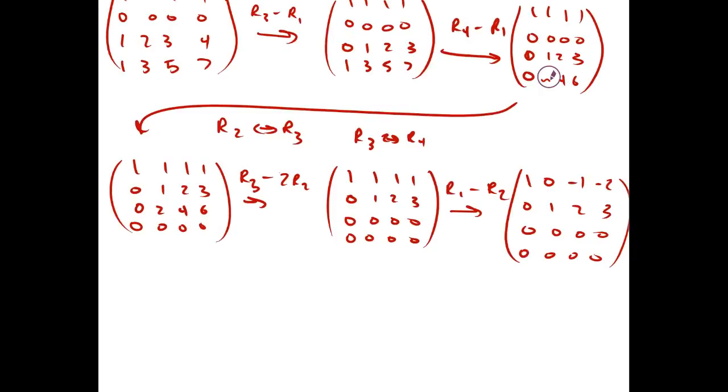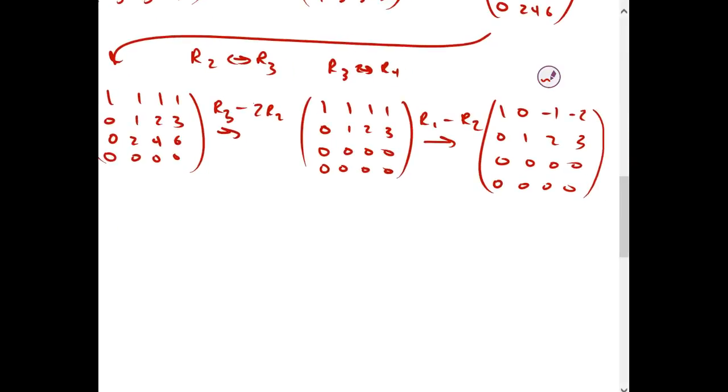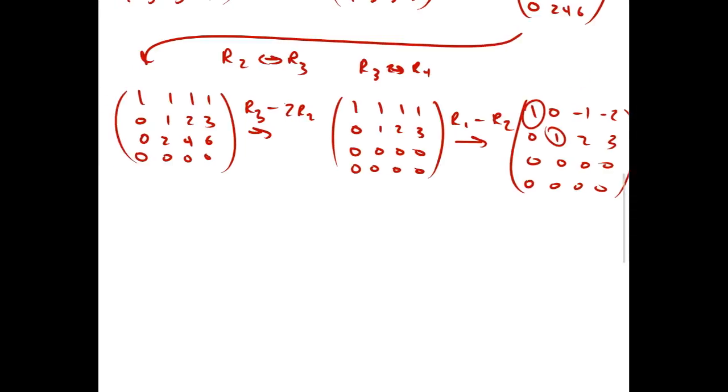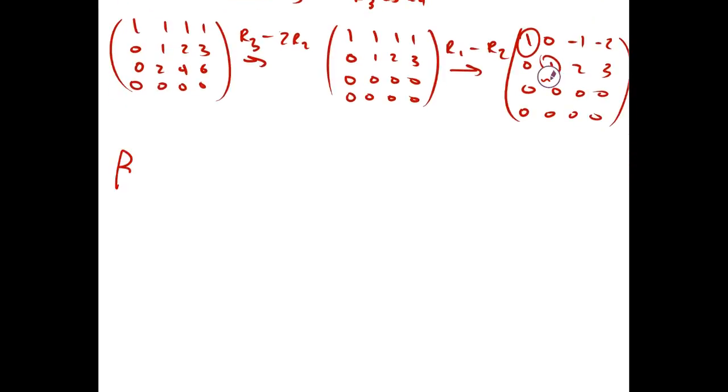And so, if you look at this, the basis for the row space can be formed by whichever rows have leading ones, so the first and second one. So our basis for the row space is 1, 0, -1, -2, and 0, 1, 2, 3.